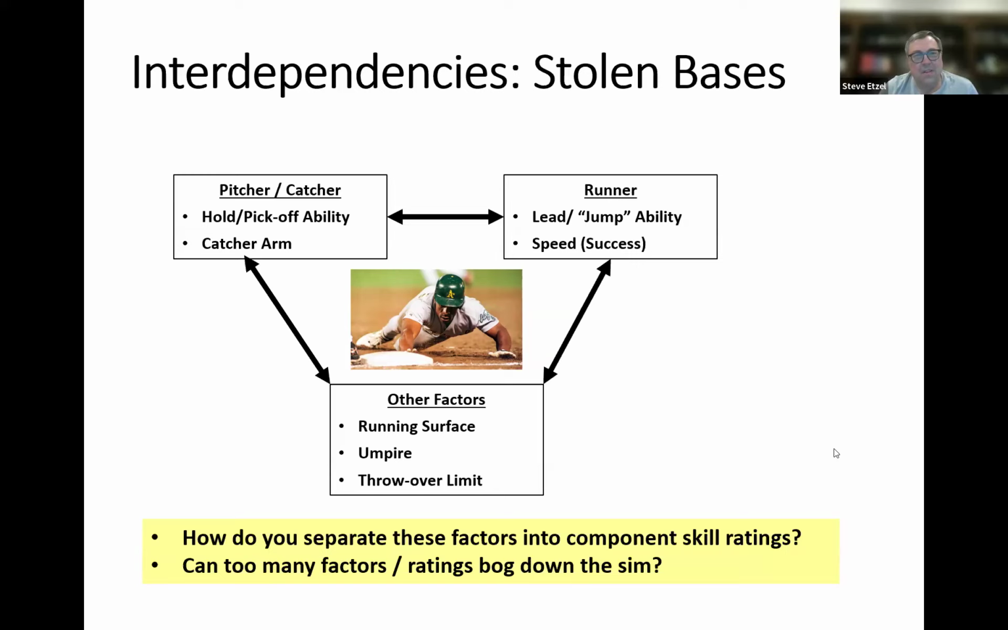But all these things are kind of interrelated. And the hard thing sometimes in these sims is how do you separate these factors into individual skill ratings for the players? So if the 1969 Mets didn't allow a lot of stolen bases, was that because of the pitching staff or because of Jerry Grote? Questions like that. So that's just some interesting stuff that you have to kind of sort out. And maybe this is, to your point, maybe this is where judgment and or bias could creep in.